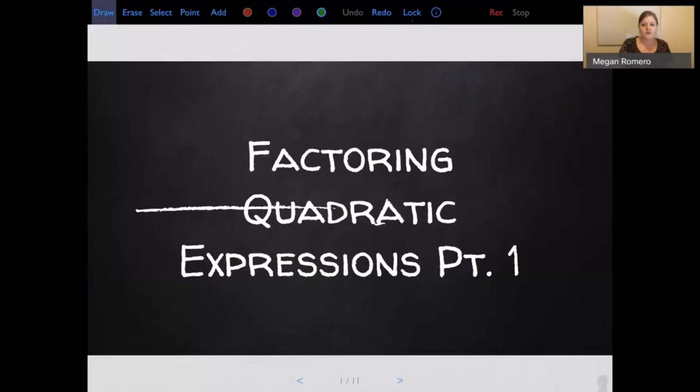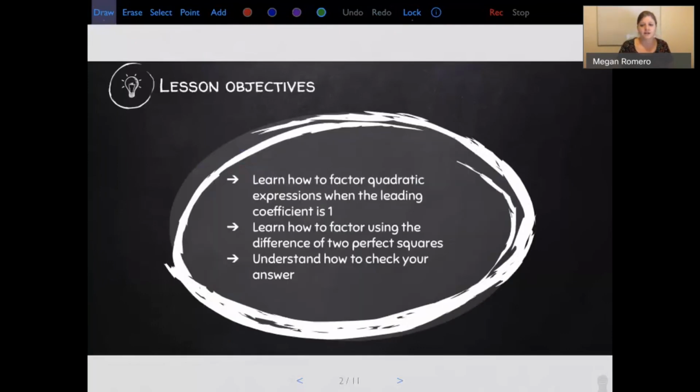In this lesson, we'll go over factoring quadratic expressions, Part 1. Our objectives are to learn how to factor quadratic expressions when the leading coefficient is 1, learn how to factor using the difference of two perfect squares, again when the leading coefficient is 1, and we'll understand how to check your answer.